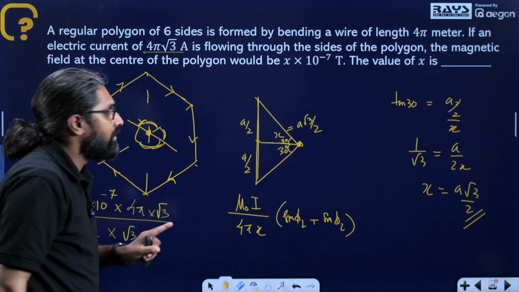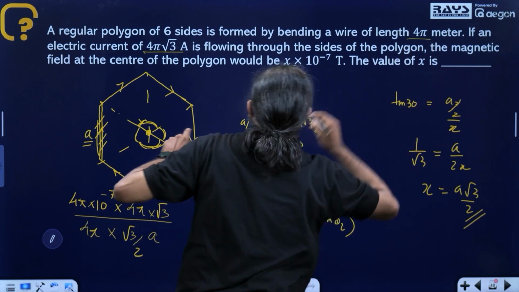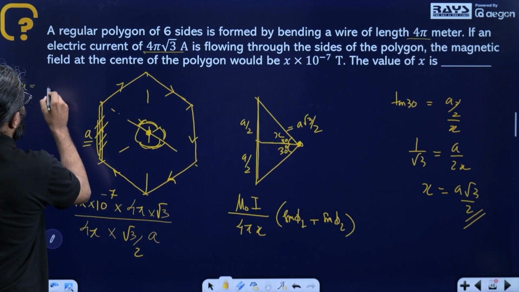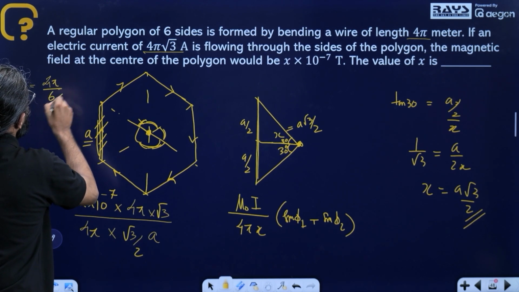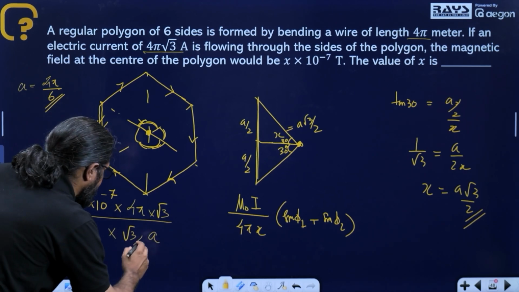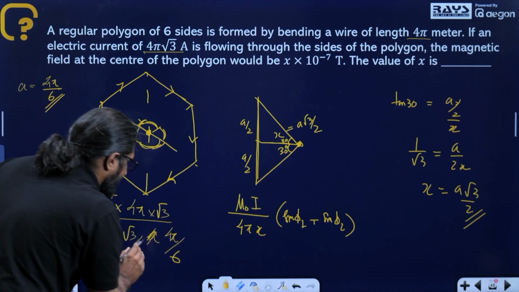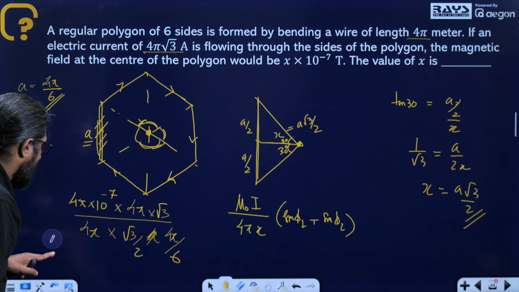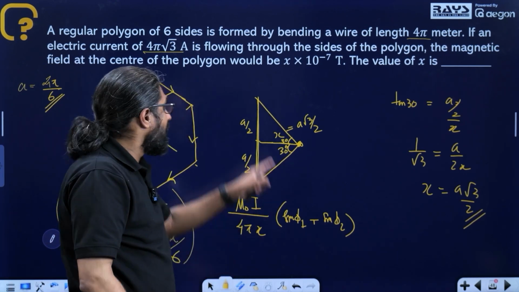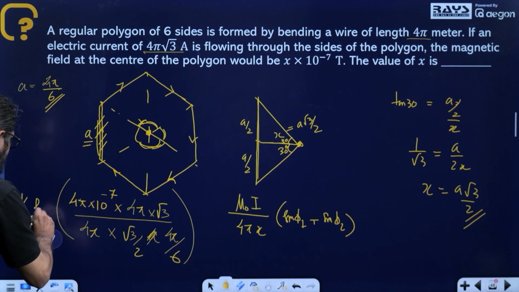Now what is a here? നോക്കൂ ഈ a എത്രയായിരിക്കും? 4 pi meter ആണ് entire length of the wire. അതിനെയാണ് ബെൻഡ് ചെയ്ത് ഇങ്ങനെ ആക്കിയിട്ടുള്ളത്. Which actually means a will be equal to 4 pi divided by 6. So this becomes, instead of a I can write it as 4 pi divided by 6. അപ്പോൾ ഞാൻ a നെ റീപ്ലേസ് ചെയ്തു, ആ കാര്യം മനസ്സിലാക്കുക. And then this is only the magnetic field due to one segment. ഇവിടെ 6 സെഗ്മെന്റ് ഉള്ളത് കൊണ്ട് the total magnetic field is 6 times this.